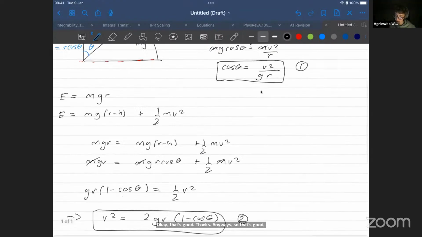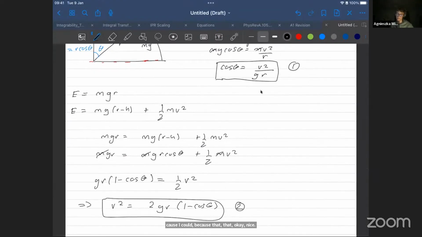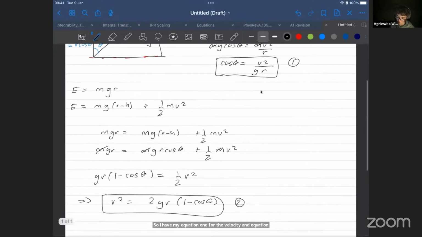Nice. So I have my equation 1 for the velocity and equation 2 of the velocity. So as these things go, I want to solve them simultaneously. So I'm just going to take my equation 2 and put it into equation 1.